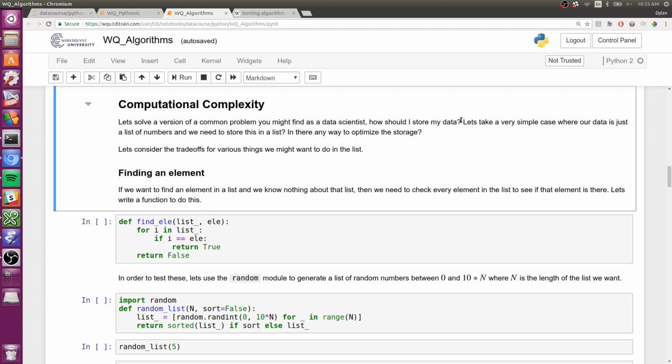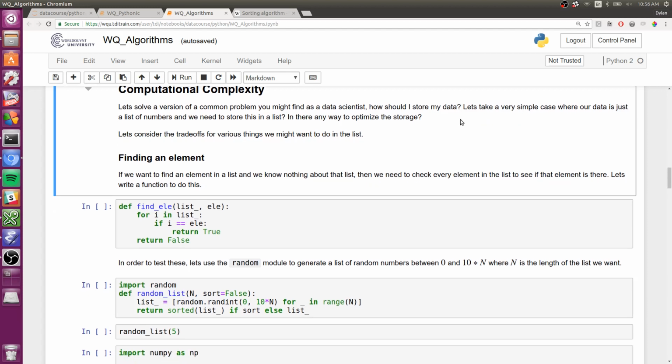Whereas in a list, we have to look in every box. We have to look in each element of the list to see if our value is there. So it takes order n time as the list grows. If there's n elements in the list, it takes order n to find a particular element in that list.